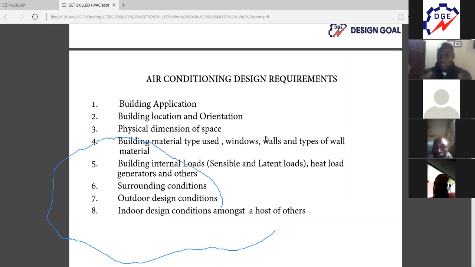Then we'll talk about physical dimension of space. The size of space you require is also a very important thing. If you're using a large space, you need to know the size of space you're dealing with for you to have an average estimate of cooling that you require.